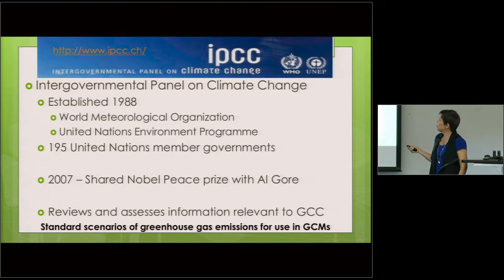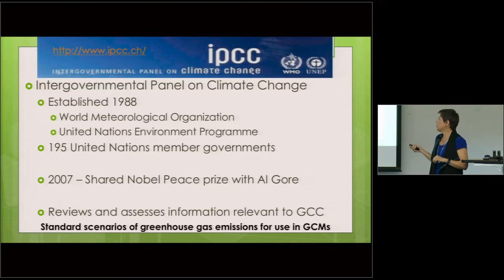So the IPCC is the Intergovernmental Panel on Climate Change, which you may or may not have heard of. It was established in 1988 by two organizations together, the World Meteorological Organization and the United Nations Environment Programme. And it now has, last I checked, 195 member governments as part of this panel. And in fact, in 2007, the IPCC shared the Nobel Peace Prize with Al Gore for climate change.